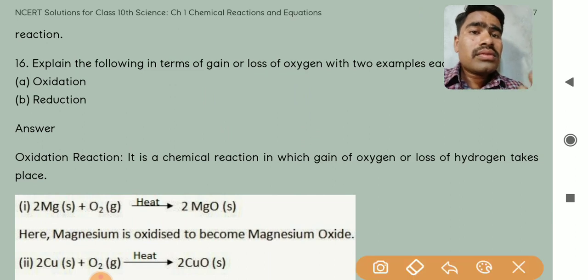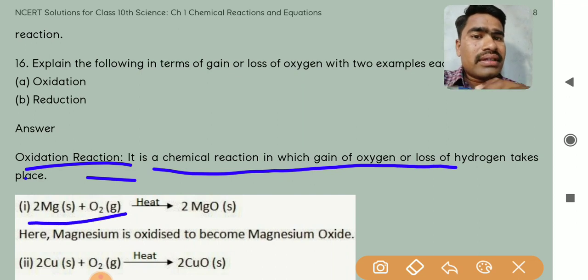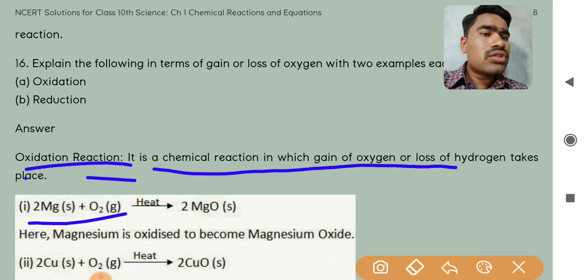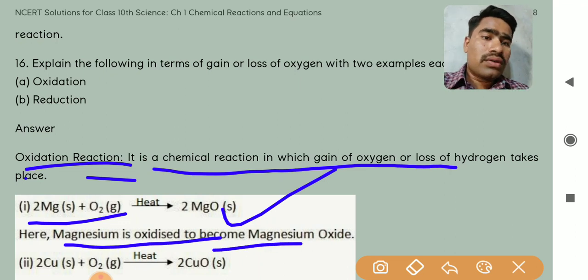The oxidation reaction means the chemical reaction in which gain of oxygen or loss of hydrogen takes place. Oxygen is added and hydrogen is removed. So when gain of oxygen and loss of hydrogen happens in any reaction, that is called an oxidation reaction. Here the example is Mg plus O2 forms MgO. What is added here to the magnesium? Oxygen is added to the magnesium. So such reactions are called oxidation reactions. Here magnesium is oxidized to become magnesium oxide.